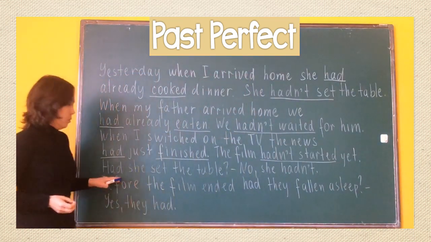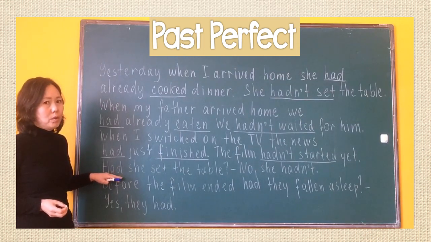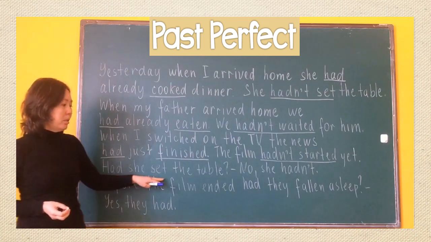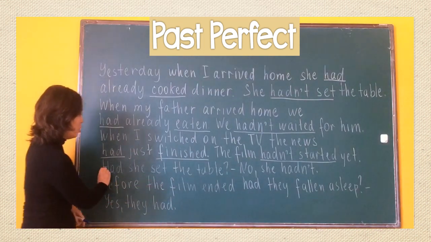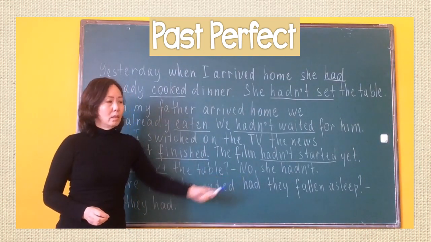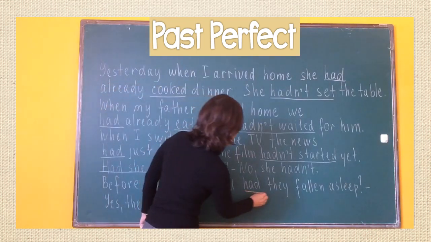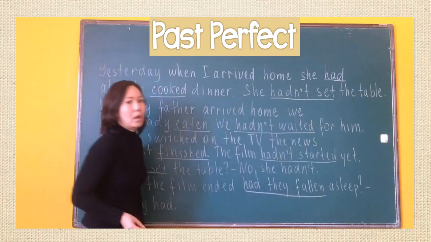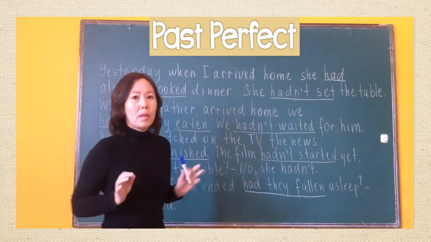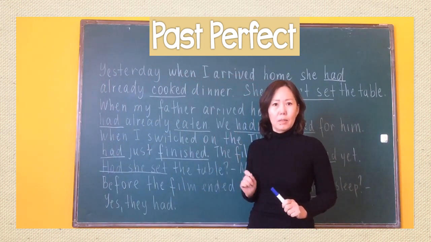We form it with the auxiliary verb had. We put first the auxiliary verb had, then comes the subject, then the past participle form. Had she set the table? The answer is no, she hadn't. Or, before the film ended, had they fallen asleep? And their answer is yes, they had. So, that's how we form the past perfect tense.